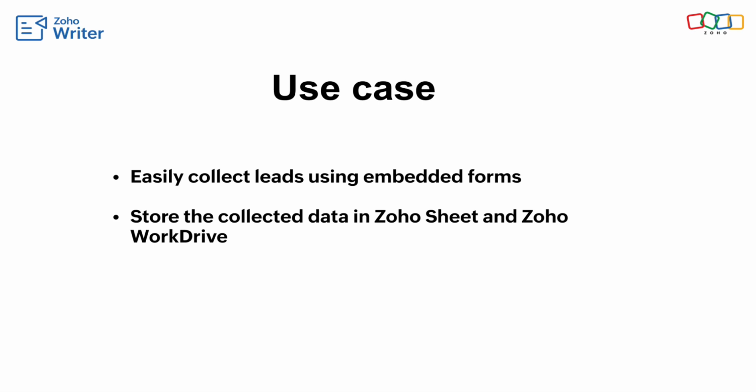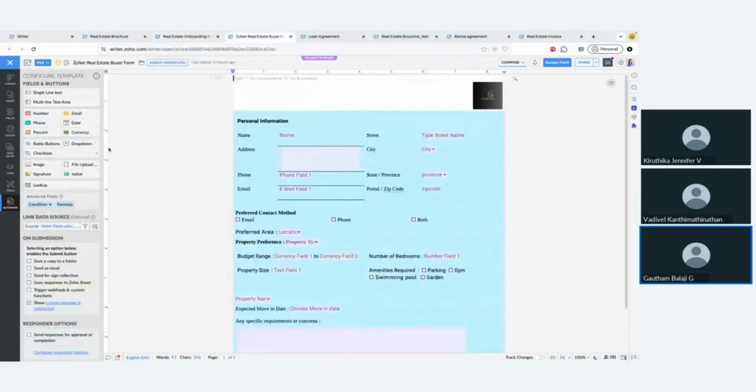So for that, what I'm going to do is I'm going to make use of lookup fields so that based on the buyer's location, I'll be able to display the appropriate properties available. So let me show you how to configure this type of form. So here I have a fillable form, and as usual we have various fields such as single line text, drop downs, etc. Apart from that, we have also added a lookup field. So here is the location, which is a lookup field.